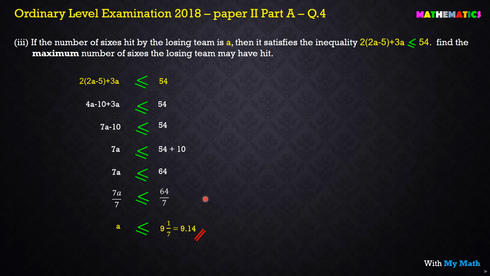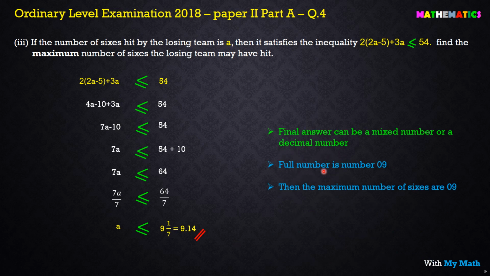Here they are asking what is the maximum number of sixes they can have. In this question, the number of sixes cannot be a fraction or a decimal. It should be a whole number. So if it is less than this, that whole number should be what? 9. You can easily understand it. The final answer can be a mixed number or a decimal number, it doesn't matter, because this is not an equation. This is just an inequality, or inequation.